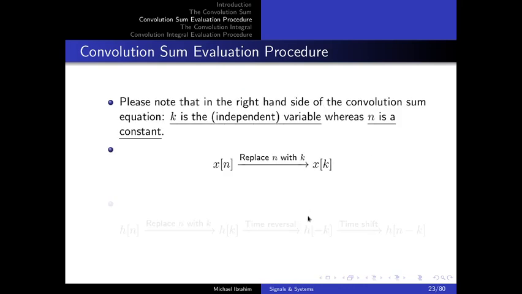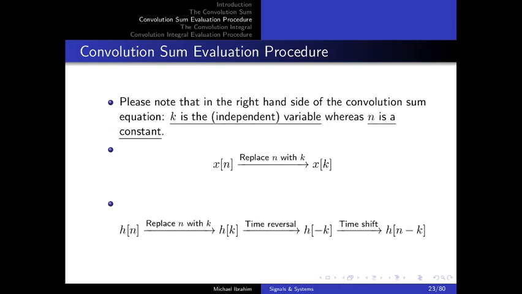Okay, so first step, we replace n with k. So if you want to do the convolution of x of n and h of n, first step we replace n by k. Same for h: h of n will become h of k. Then we will choose one signal to keep as is. In this case, x of k we will keep as is, and h of k we will change first to h of minus k, which is time reversal, which we have studied in the previous chapter, followed by a time shift, h of n minus k, which also we have studied in the previous chapter. Now we can multiply x of k times h of n minus k and do the summation.